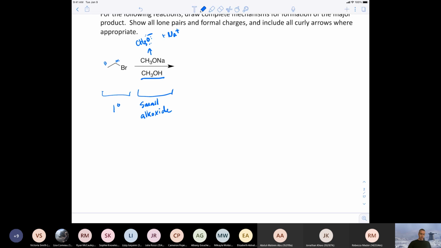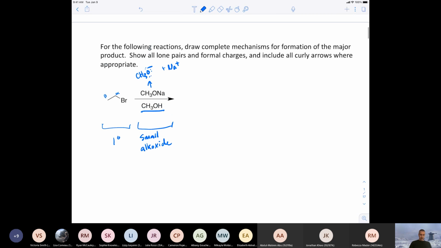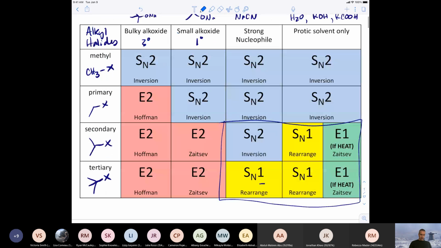So before you can even get started here, there's two things you need to do. Identify whether the substrate is primary, secondary, tertiary. Second, identify the conditions under one of those four bins that we had at the beginning. So primary with small alkoxide, come back up here. Primary with small alkoxide is this bin right there, SN2.